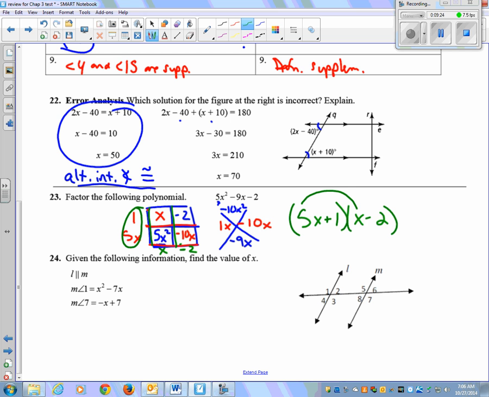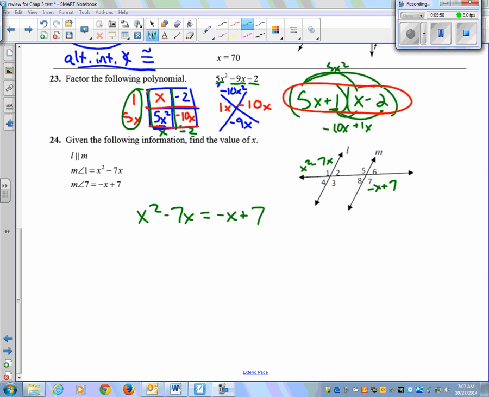And we could check this by multiplying it out. 5x times x is 5x squared, which is what we have here. 5x times negative 2 is negative 10x plus 1x. That gives us our negative 9x. And then positive 1 times negative 2 is a negative 2. So that's our last term there. So here is our factored form. Okay?